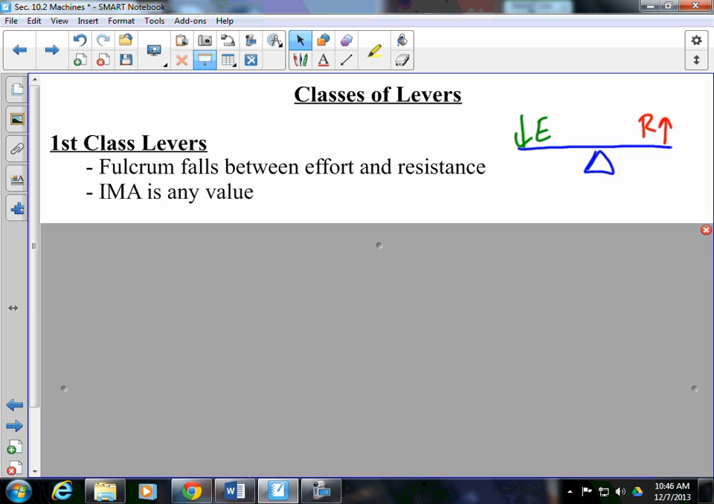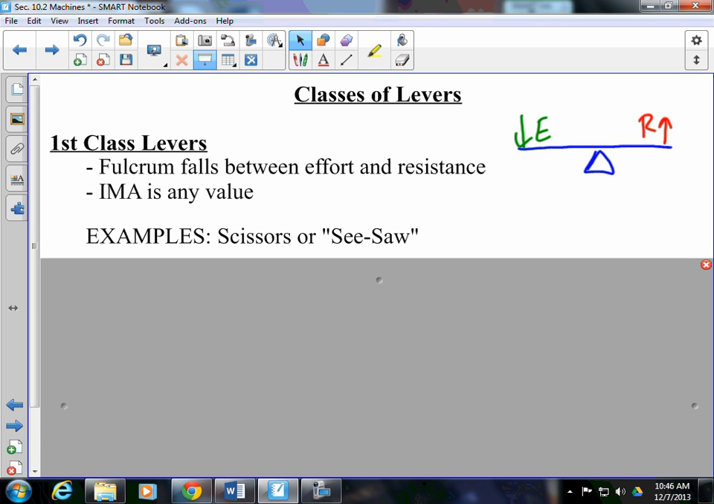Any guesses? That's scissors. Think about it. Your effort is the handle. You're holding the handle, you're pressing the handle down. The fulcrum is the pivot point where the scissors move, and the resistance is the paper you are cutting. So the effort, fulcrum, resistance. The fulcrum is in the middle when we talk about a first class lever.